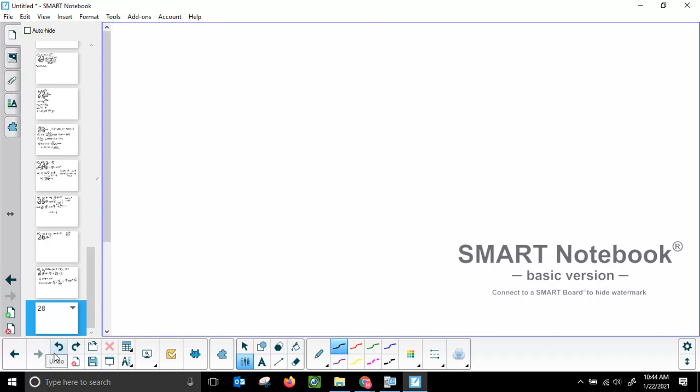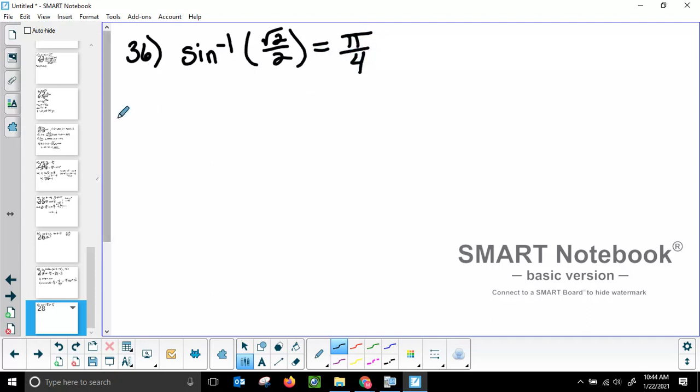All right. 36. Says find the exact value of each expression. So what is the inverse sine of the square root of 2 over 2? Remember, for inverse sine, we just look at the right half of the unit circle and say, okay, where is sine square root of 2 over 2? That occurs at pi over 4. And that was part A.